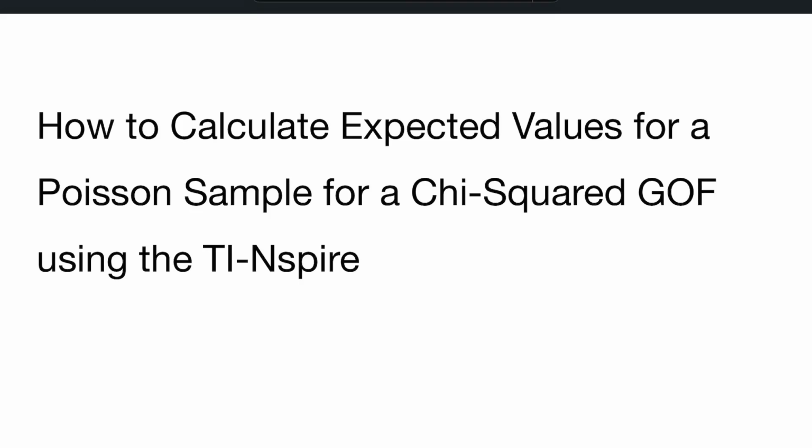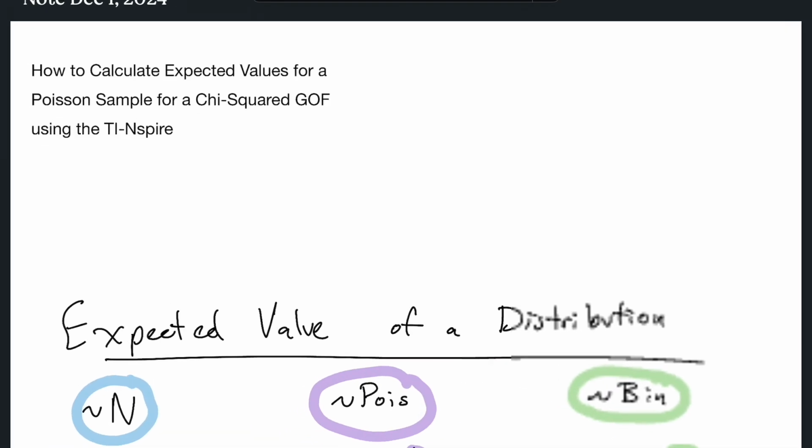This video is going to look at how to calculate expected values for a Poisson sample to be used in a chi-squared goodness of fit test. And we're going to use the TI Nspire calculator to find those expected values.